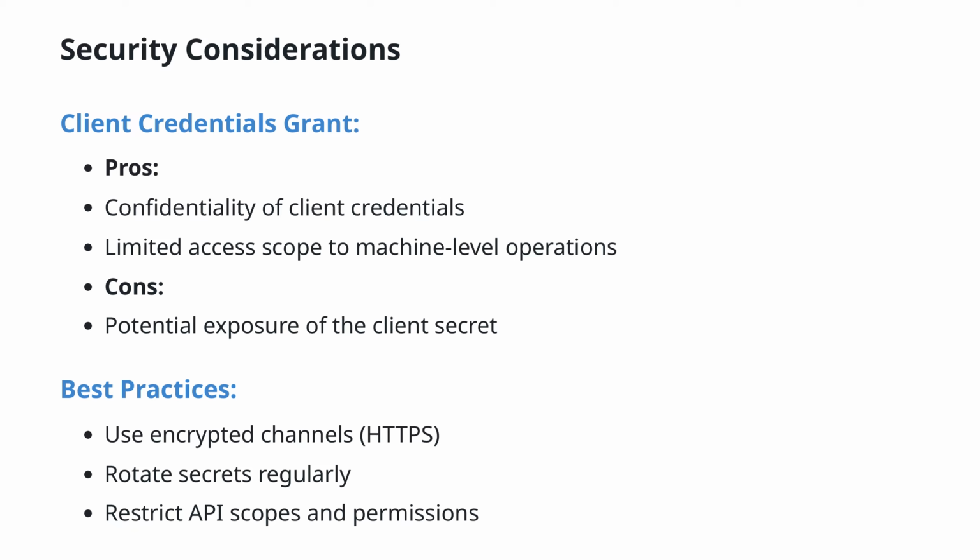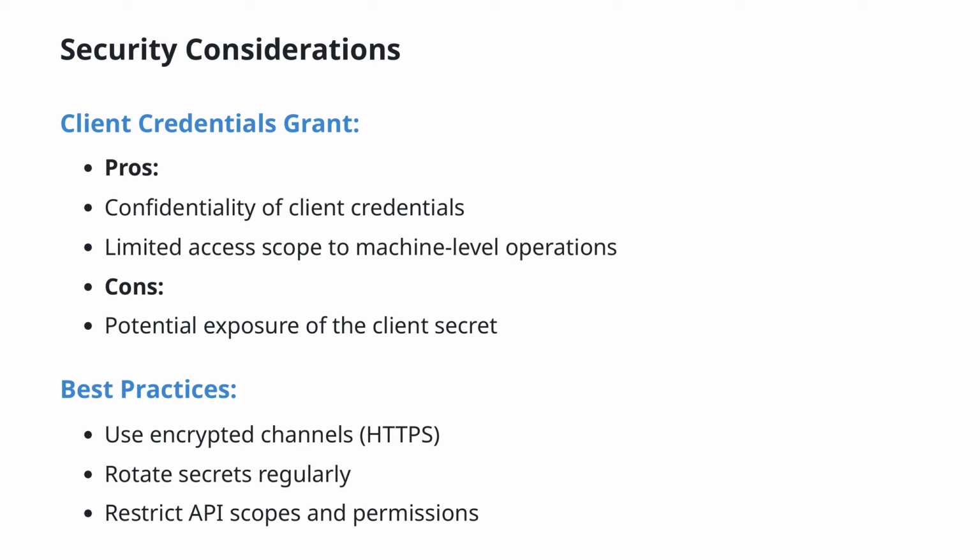When implementing the client credentials grant for OAuth 2.0, there are several security considerations to keep in mind. This grant type has the advantage of confidentiality for client credentials and limiting the access scope to machine-level operations, which is particularly useful for server-to-server interactions. However, it is essential to be aware of the cons, such as the potential exposure of the client's secret. To mitigate these risks, it is best practice to use encrypted channels like HTTPS to protect data in transit. Additionally, rotate your secrets regularly to minimize the impact of any potential exposure.